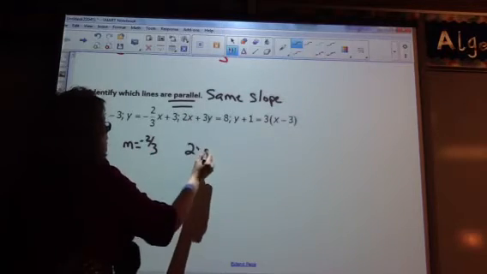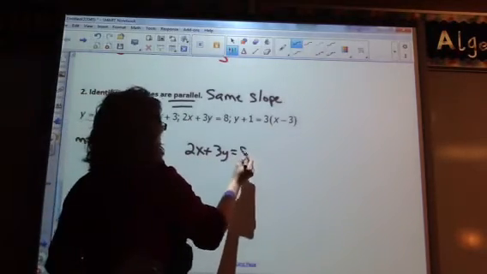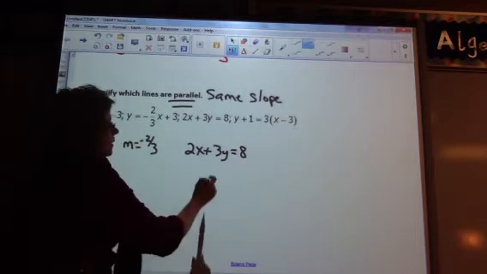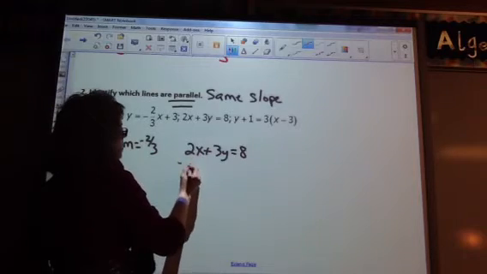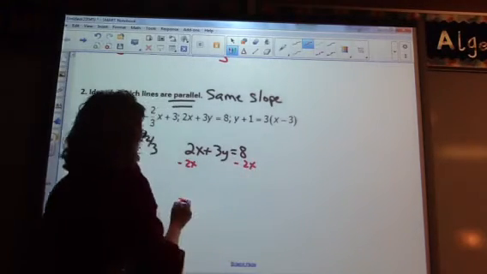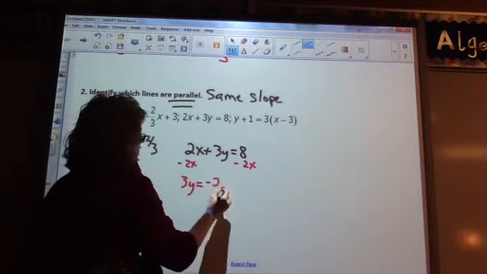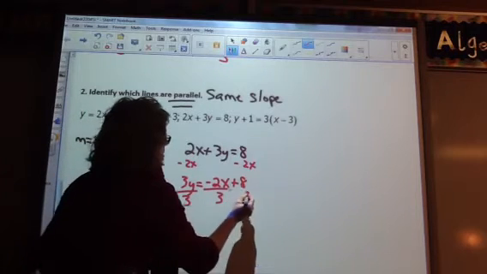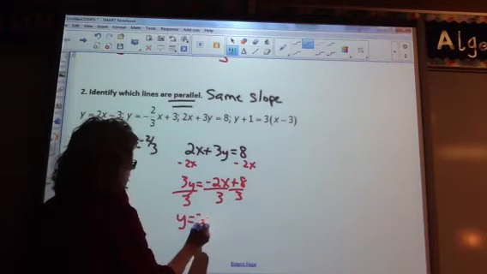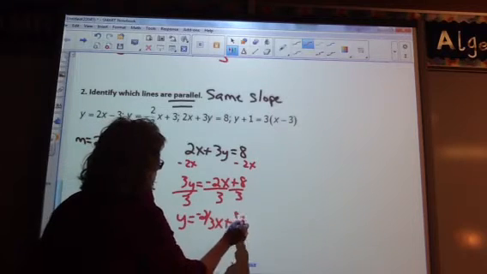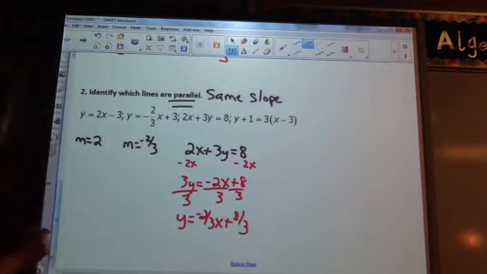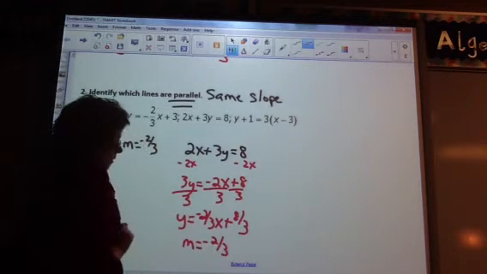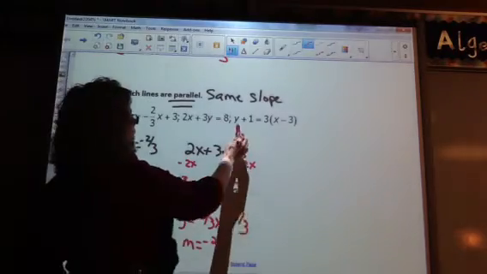Well, look at this one, class. What do we need to do to figure out what the slope is on this one? We need to isolate our variable y, don't we? So let's subtract 2x from both sides. And then let's divide each term by 3. So on this one, my slope is -2/3.